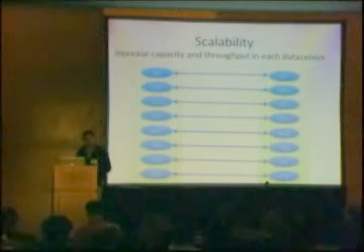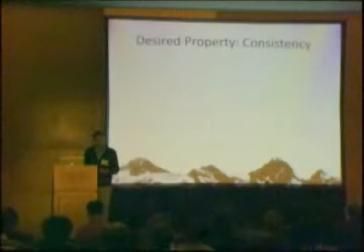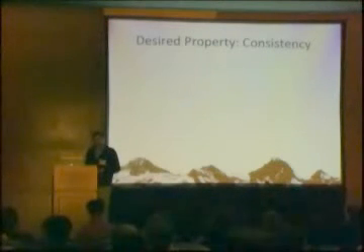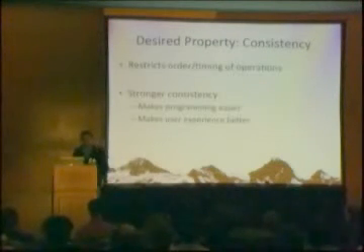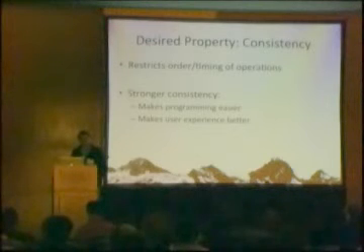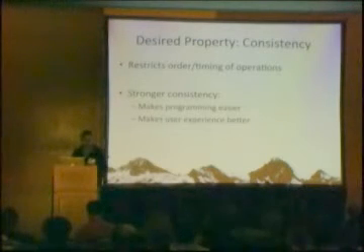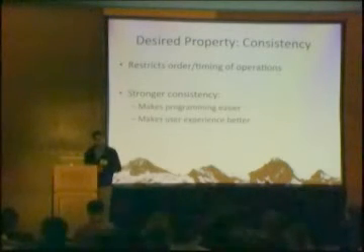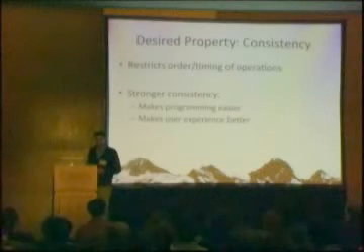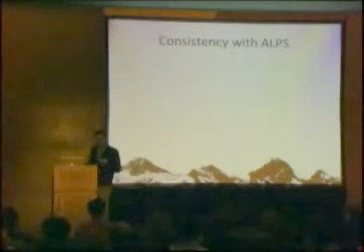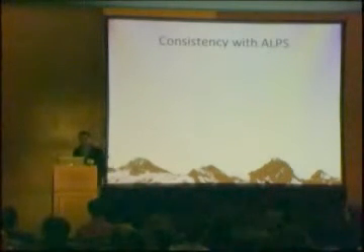So in addition to these ALPS properties, we also want consistency. Consistency is a bit more nuanced, but basically what it says is that there's some restriction on the ordering and sometimes the timing of operations that can occur. And we want to have the strongest consistency possible because this is going to make programming easier and it's going to make your user experience better. So what consistency can we achieve if we really want those ALPS properties?